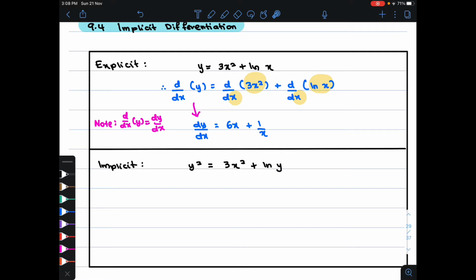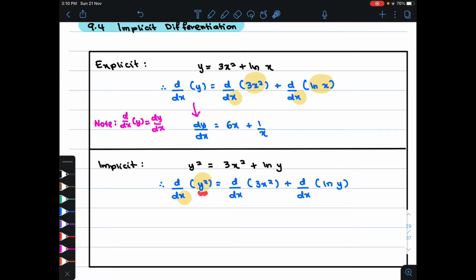So what's the difference between explicit and implicit? Say that you have y squared equal to 3x squared plus ln y, and we want to differentiate this function in order to find dy over dx. So we will differentiate each term. On the left hand side, we have d over dx y squared. So we need to differentiate y squared with respect to x.